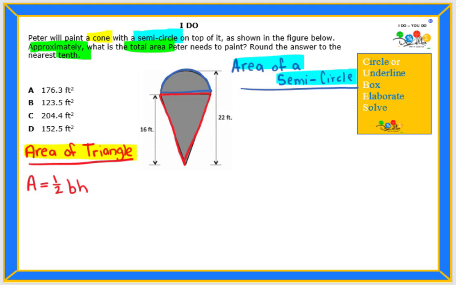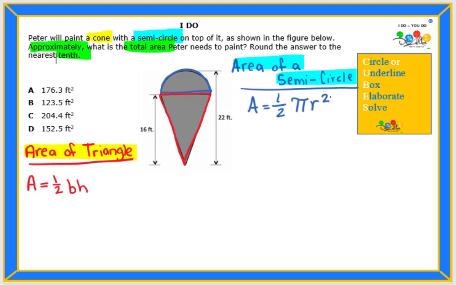To find the area of a semicircle, we can look in our formula chart, but what we're going to find in our formula chart is the area of a circle. But a semicircle is half a circle. So we can use the area is half the area of the circle, and the area of a circle is pi r squared. So here what we need is the radius, and we don't have it. Let's take a look at how we're going to find the pieces that we are missing.